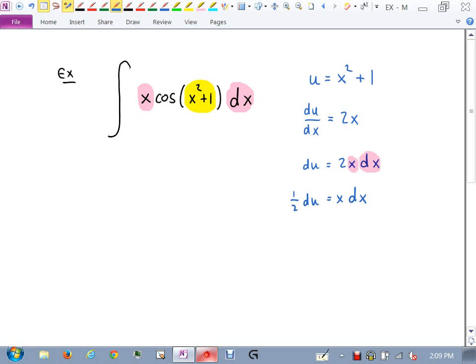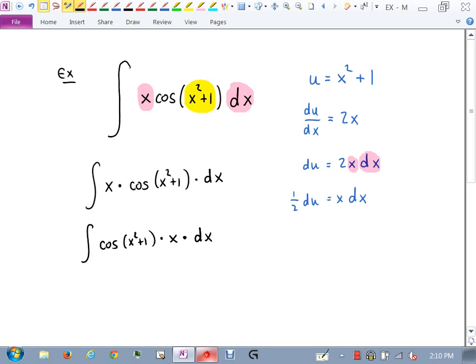Great question. Okay, so let me write this. This is the same as x times, now cosine x squared plus 1 is not multiplication, right? Like we are not saying this is cos times this parentheses, right? It's cosine of. So that's this, and then I have times dx. Now multiplication is commutative, meaning I can slide things around. So this is the same as cosine x squared plus 1 times x times dx, right? Which is the same as x dx, right? So this right here is going to match up exactly with that piece right there.